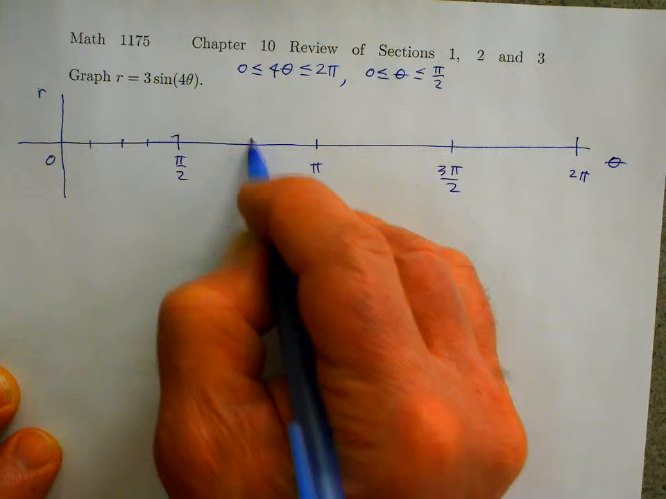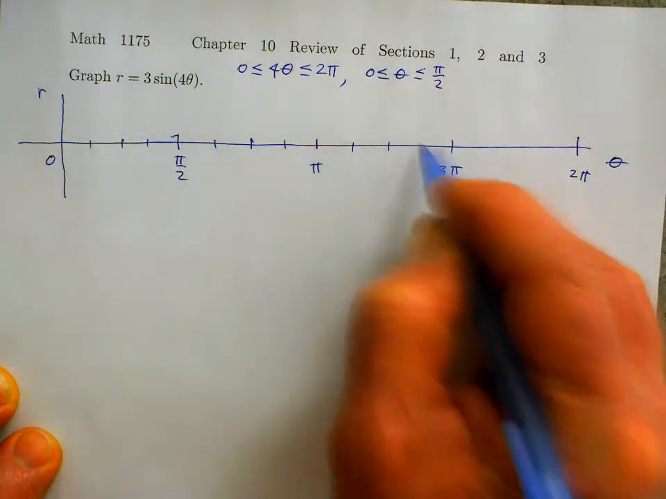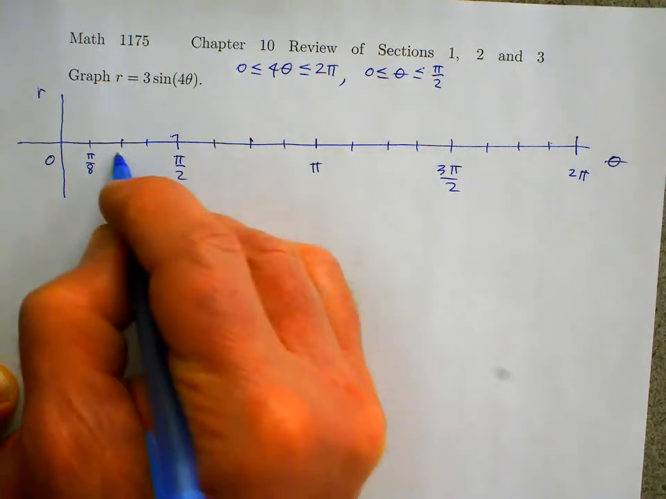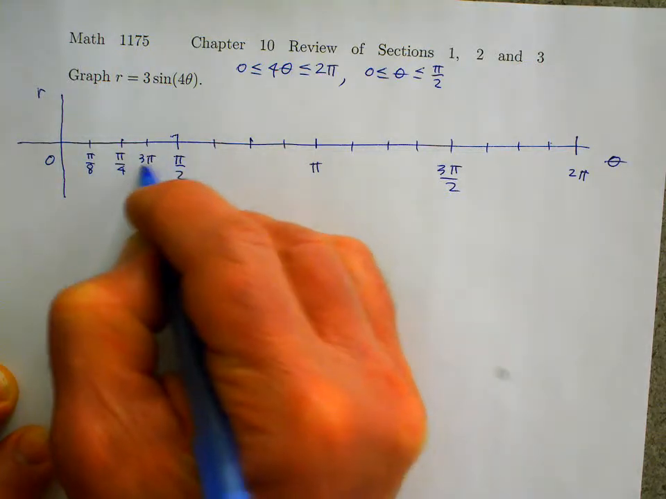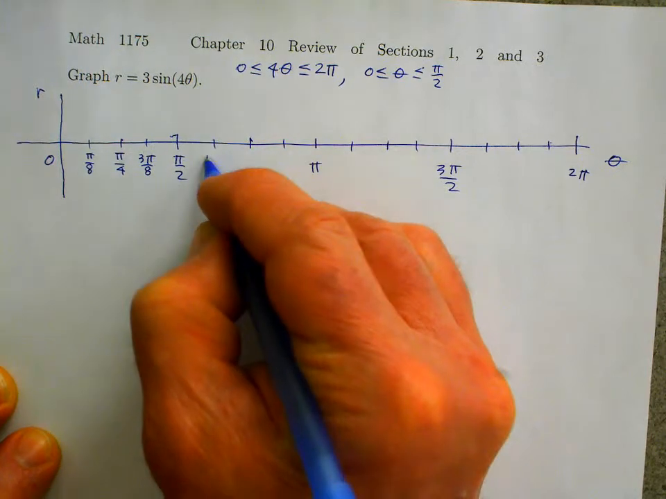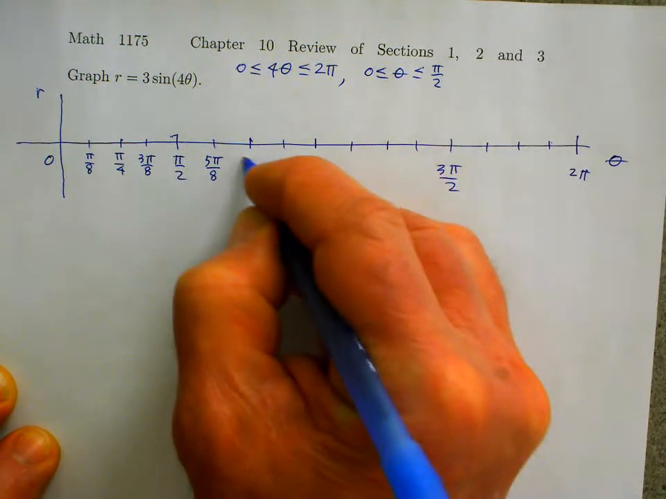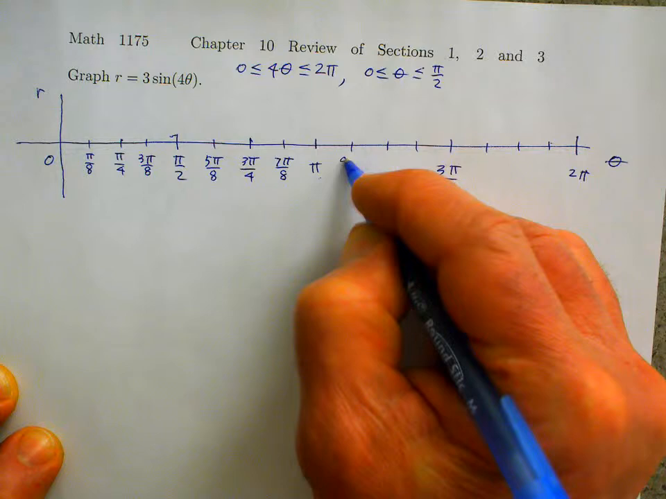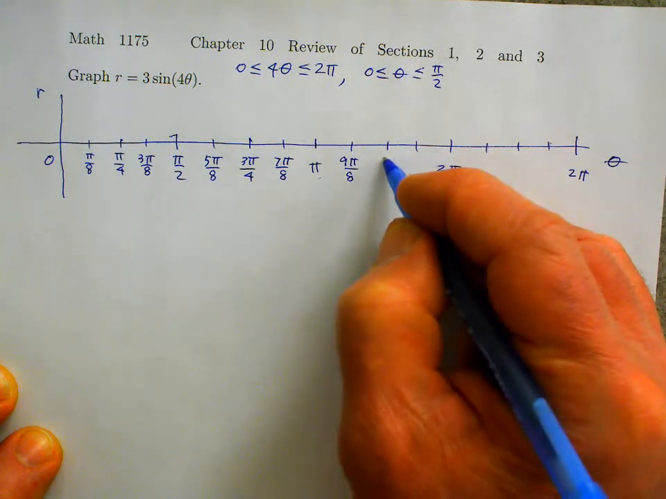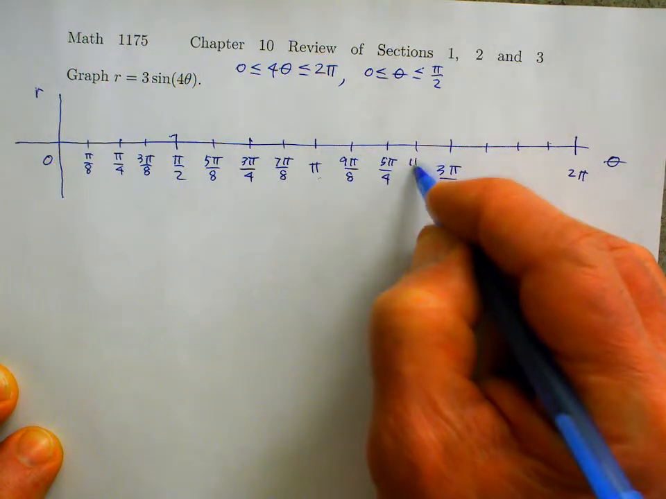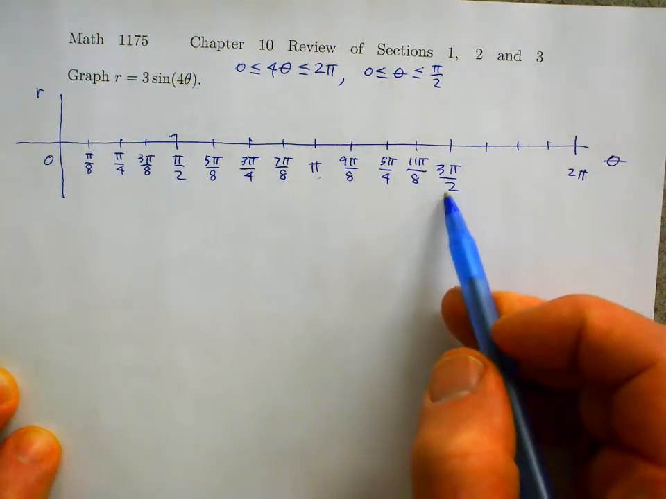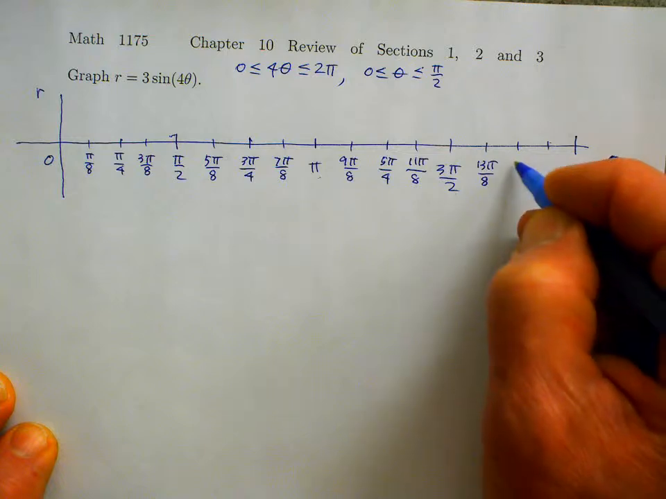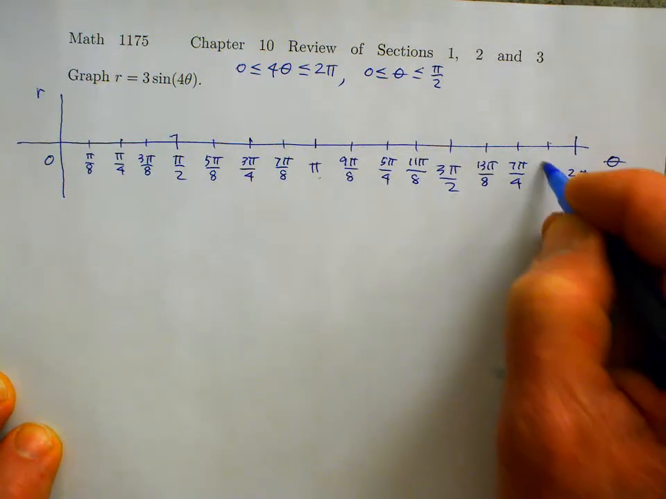So we subdivide each of those. So this number is pi over 8, then 2 pi over 8, which is pi over 4, then 3 pi over 8, 4 pi over 8 is pi over 2, 5 pi over 8, 6 pi over 8 is 3 pi over 4, 7 pi over 8, 8 pi over 8 is pi, 9 pi over 8, 10 pi over 8 is 5 pi over 4, then 11 pi over 8, 12 pi over 8 is 3 pi over 2, 13 pi over 8, 14 pi over 8 is 7 pi over 4, and then 15 pi over 8.